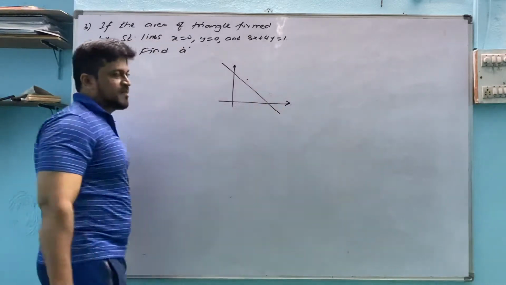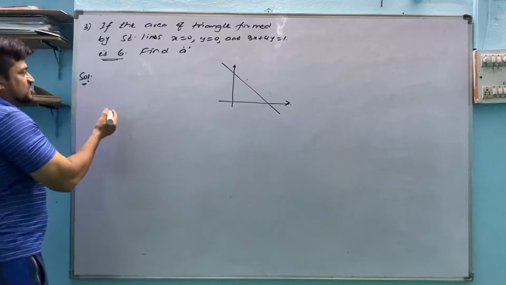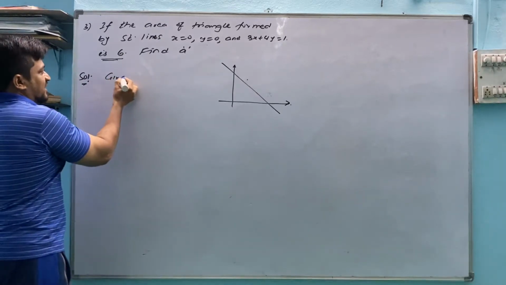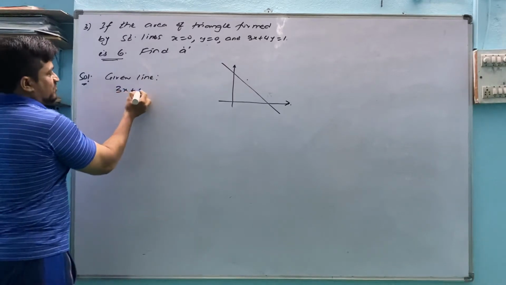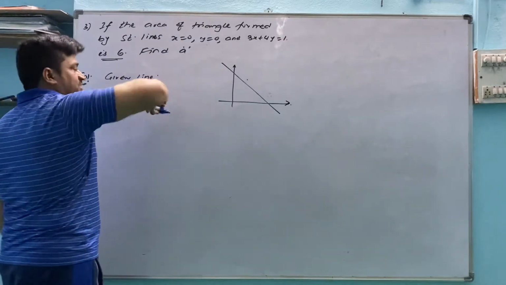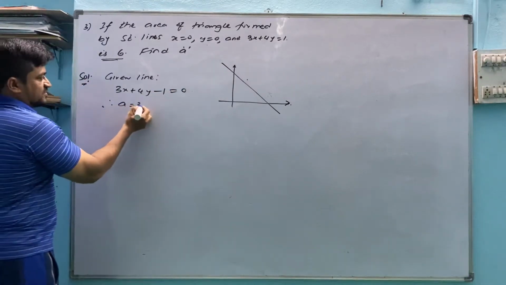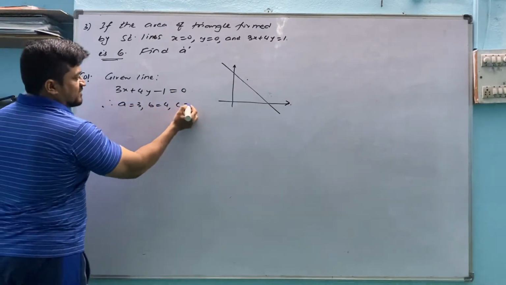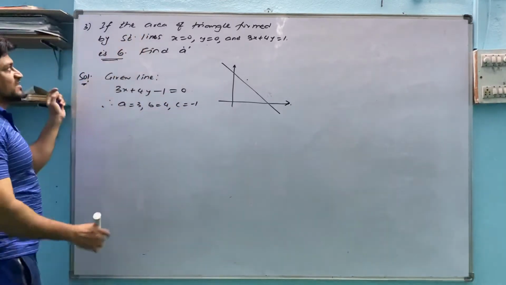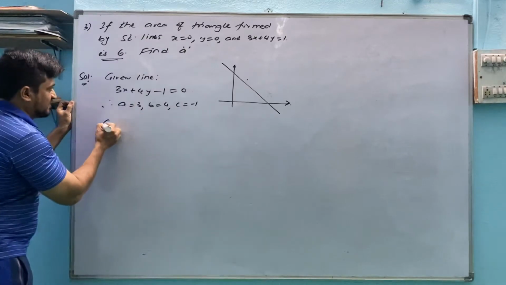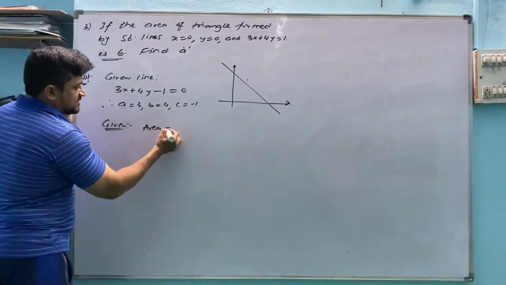So it is the same thing, but here the area is given to us. The area of the triangle is 6. So first, what do you have to write? You have to write the given line: 3x plus 4y is equal to a. So a we have to take to the left side. So we have the a value here, the b value and the c value. Once we have the a, b, c values, what else is given to us? One more thing they have given: the area is 6.